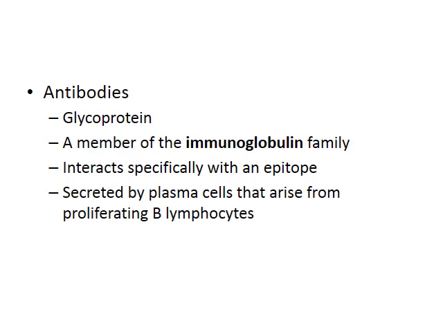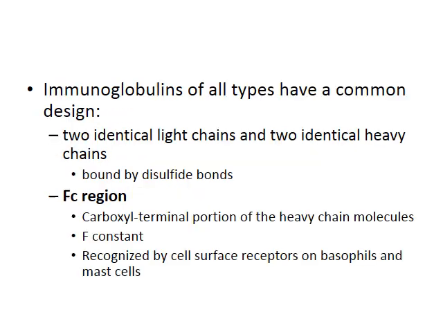So antibodies are glycoproteins. Again, they're going to be primarily protein with some sugar bound to the protein. They're part of a very large family of proteins called immunoglobulins. And we covered this a little bit in the blood chapter when we were discussing plasma. They are going to interact very specifically. It's very important that you know this is a specific interaction with just the epitope of an antigen. And these are secreted by plasma cells that are due to proliferating B lymphocytes.